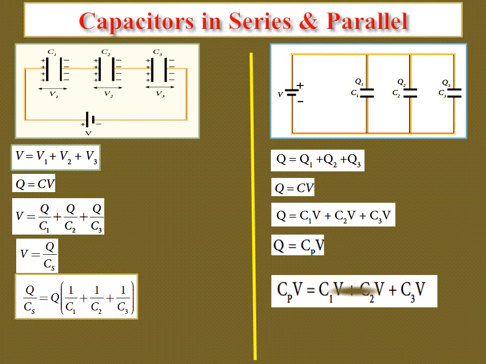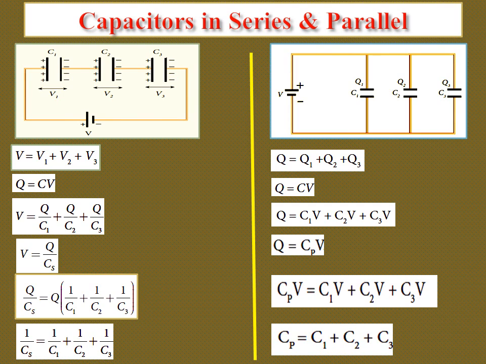Substitute that value, you get Q by CS is equal to Q into 1 by C1 plus 1 by C2 plus 1 by C3, since Q is constant. Similarly over here, CPV is equal to C1V plus C2V plus C3V. Cancel the similar terms on both sides. So you get your value as 1 by CS is equal to 1 by C1 plus 1 by C2 plus 1 by C3. And for parallel connection, the effective capacitance is C1 plus C2 plus C3.